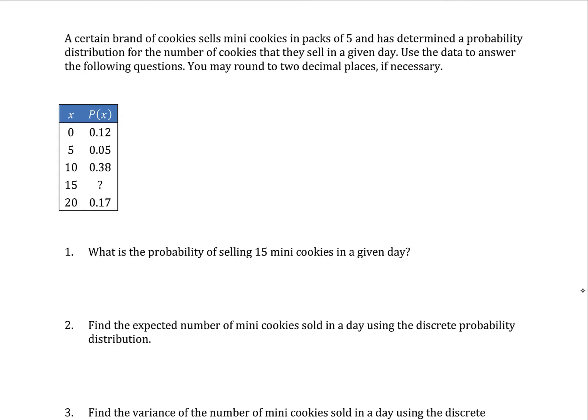Well, if we had been asked for the probability of selling 10 mini cookies in a given day, then all we would have to have done is read off the probability associated with that value. But in the case of 15, that probability is missing, so we have to come up with some means of determining it. In order to find that missing probability, one thing that we know for all probability distributions is that the sum of all the probabilities in a distribution has to be equal to 1.